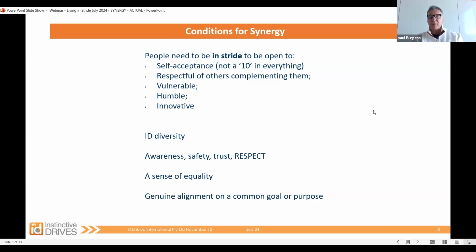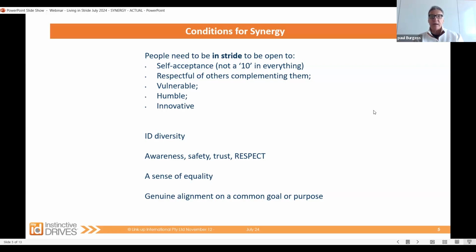It could be an age thing, it could be a gender thing. But what we're here today to talk about is the difference of mindset when we've got different approaches that we bring to the table from an instinctive drives point of view. What is that synergy and how do we harness that synergy? So once you've got people in stride and you've got the diversity of IDs, then what you've got to have is an environment where people feel safe enough to contribute that diversity. Having it is not enough.